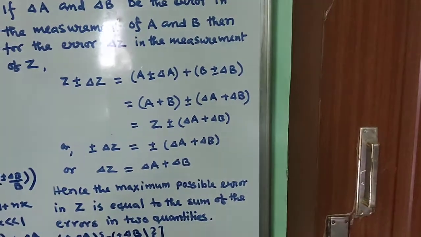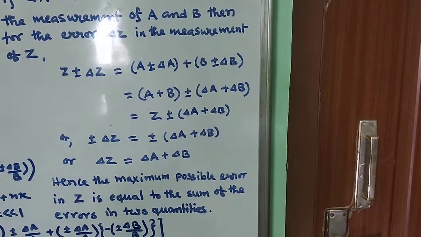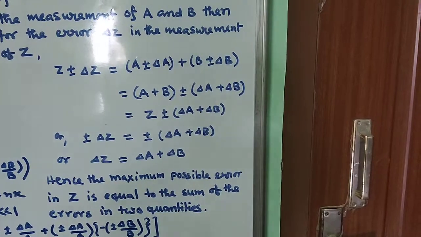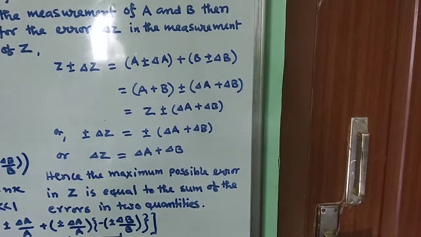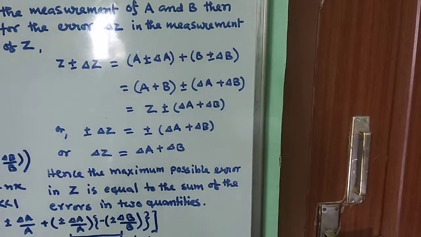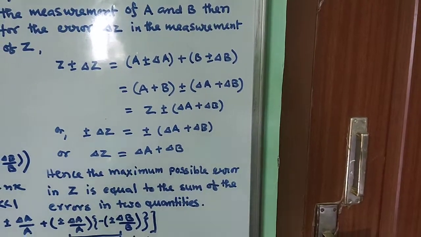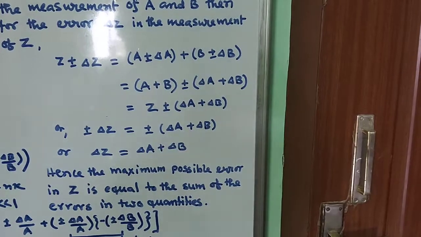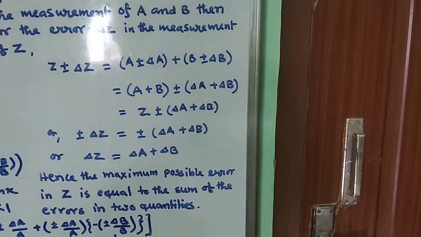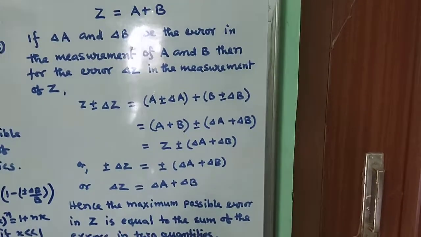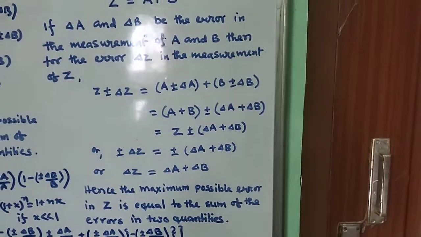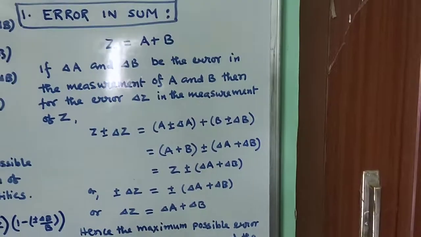So what we have written here, hence the maximum possible error in z is equal to the sum of the errors in two quantities. So delta a and delta b are the errors in the measurement of the two quantities. So maximum possible error is nothing but your delta z. So delta z is nothing but delta a plus delta b. It is nothing but the sum of the error in the measured quantities. So this formula delta z equal to delta a plus delta b we are going to use if you have to define error in sum.